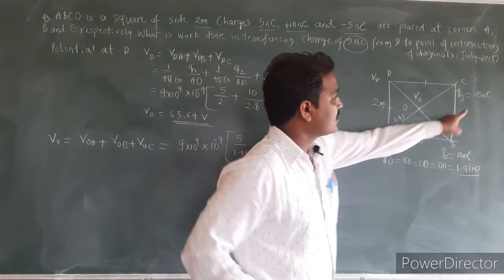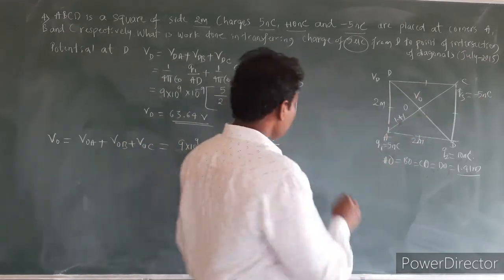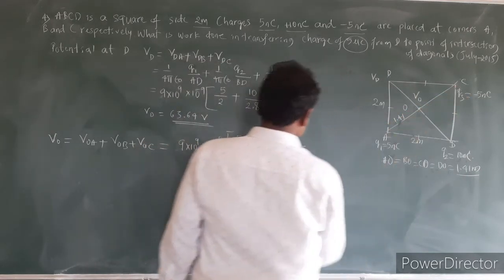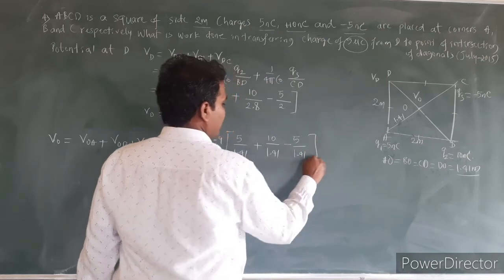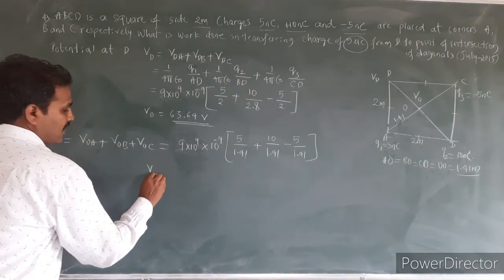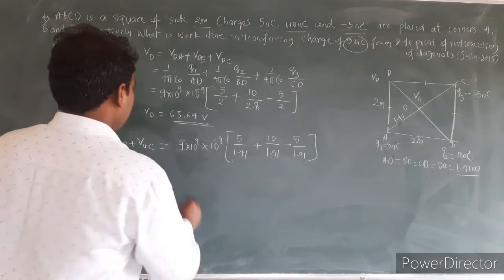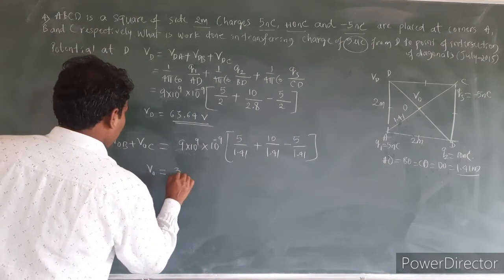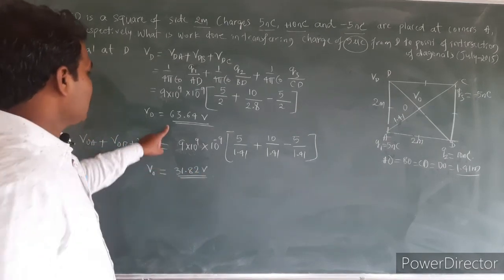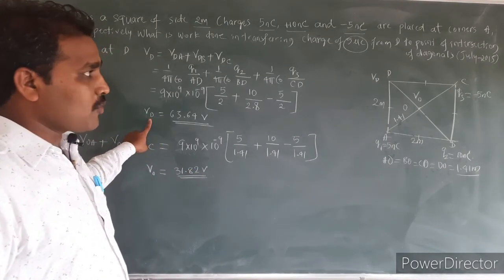And similarly the third charge is minus 5 nanocoulomb. This will be minus here. Minus 5 divided by the distance, which remains the same, 1.41. If I calculate this value, I get the potential at O as 31.82 volts.